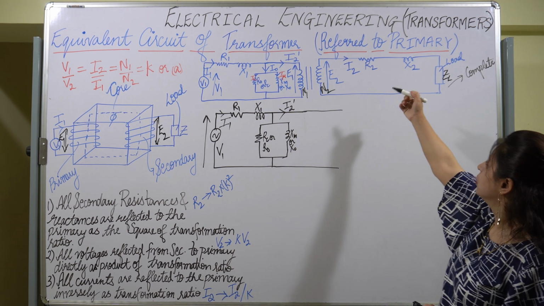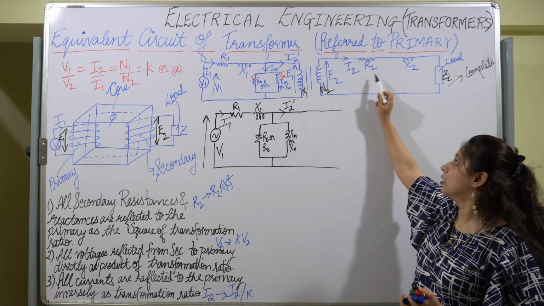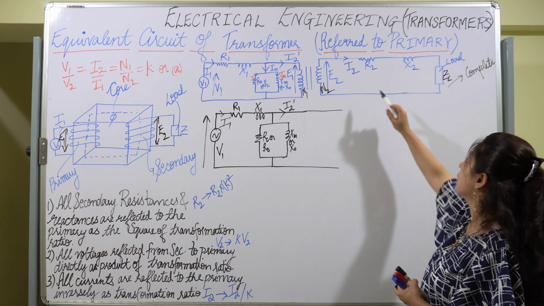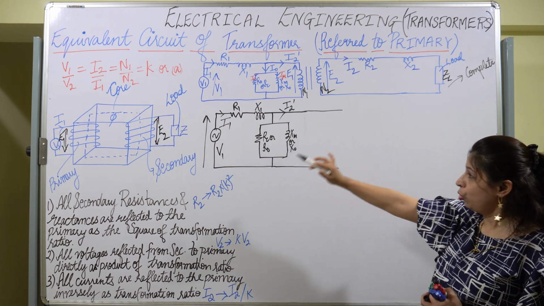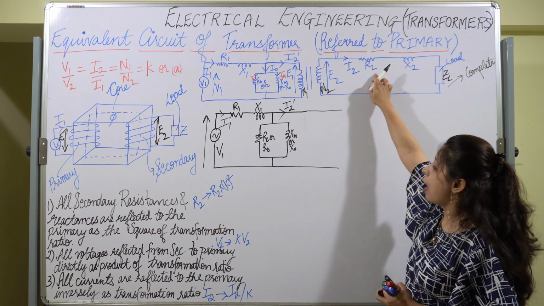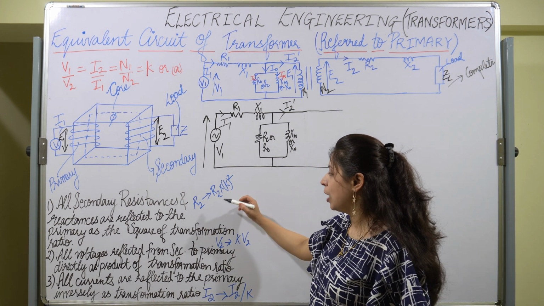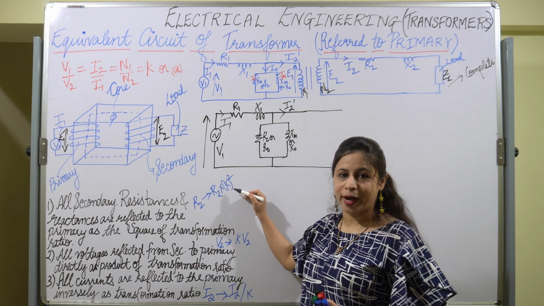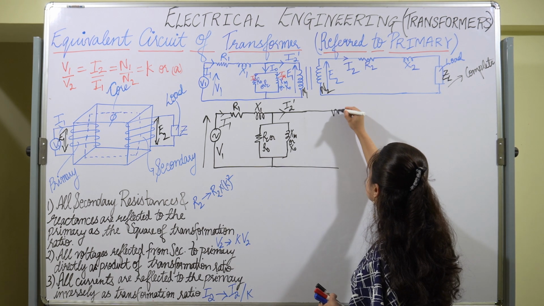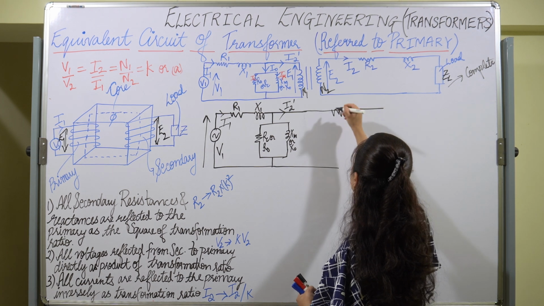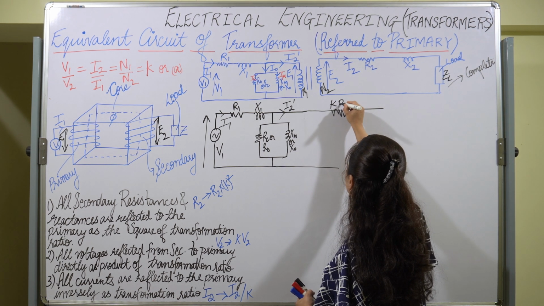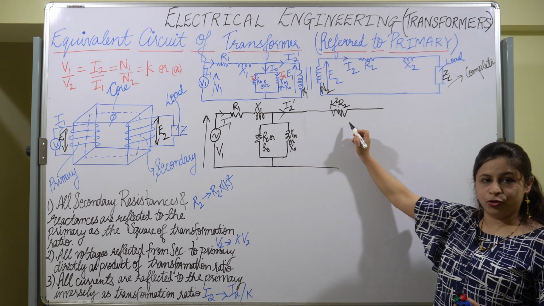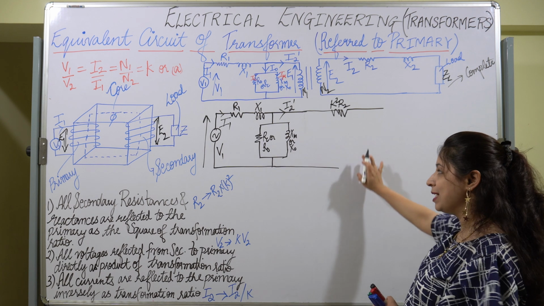Now this R2 has to be shifted to primary. So R2 is the resistance, and its value now becomes R2 into K square. So my resistance here will be K square R2. This is the primary side only.